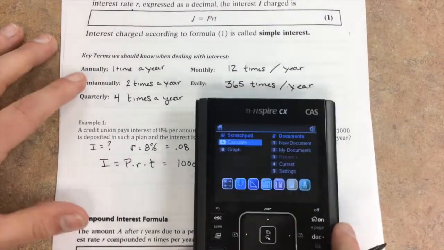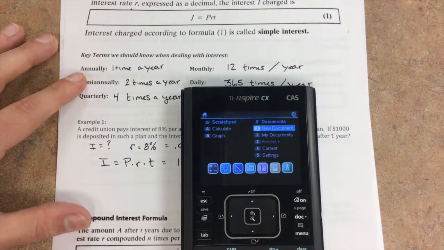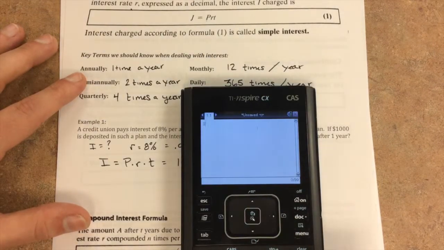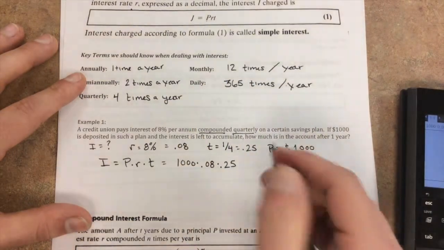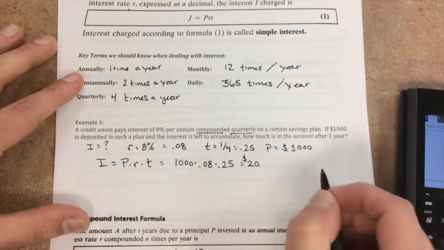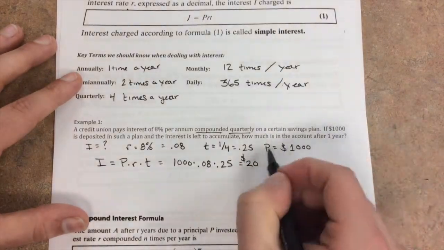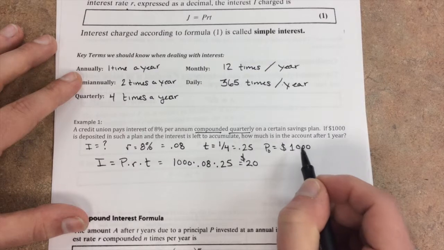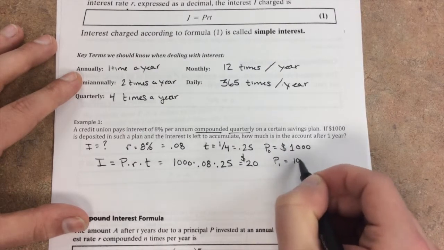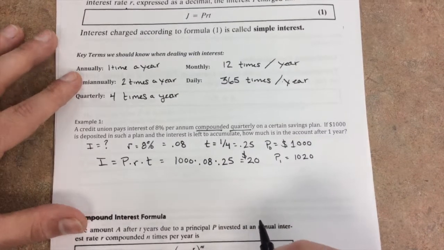I'm just going to take my calculator out, make a new document, add a calculator. So 1,000 times 0.08 times 0.25. We hit enter, and we get $20. So the interest we made is $20. That means your principal, let's say P of 0, is 1,000, so your principal after 1/4 is $1,020.